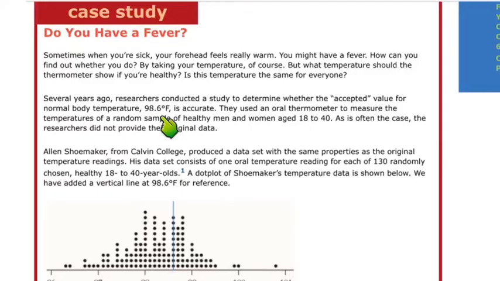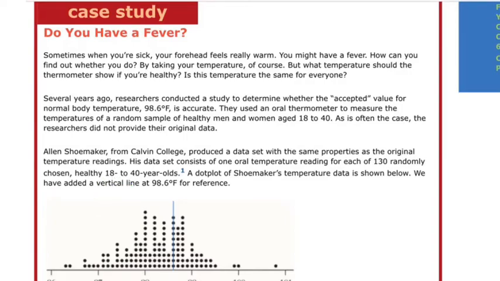Several years ago, researchers conducted a study to determine whether the accepted value for normal body temperature, 98.6 degrees Fahrenheit, is accurate. They used an oral thermometer to measure the temperatures of a random sample of healthy men and women aged 18 to 40. As is often the case, the researchers did not provide their original data. Alan Shoemaker from Calvin College produced a data set with the same properties as the original temperature readings. His data set consists of one oral temperature reading for each of the 130 randomly chosen healthy 18 to 40-year-olds.